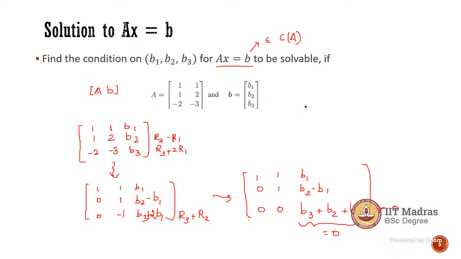After the condition, your condition is B3 plus B2 plus B1 is equal to 0, which means B3 equals minus of B2 plus B1. That is the condition.